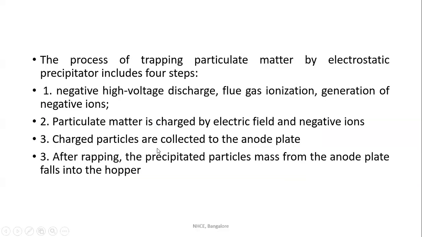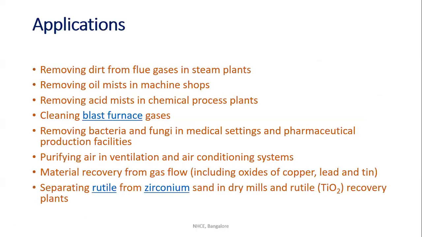So what are the changes that take place? First, when you apply negative high voltage, the gas is ionized, generating negative ions. Then particulate matter is charged by the electric field, converted to negative ions. Charged particles are collected at the anode plate. After wrapping, the precipitated particles at the anode plate fall into the hopper. There is a structure, the hopper, where we can collect the particulate matter.